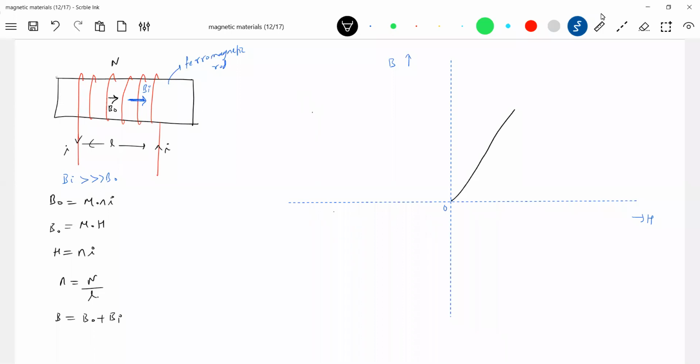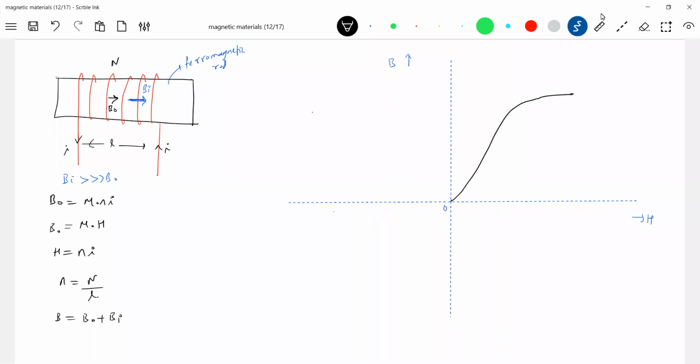So as I increase the current I, the B naught will increase. Then you go back to the domains. Usually in a ferromagnetic substance, the domains will be there. So the net magnetic field initially will be 0. As I increase the B naught, one of the domains will force the other domains to align their dipole moment in the direction of B naught. And as the net dipole moment increases, the Bi will increase. So this will increase here. And finally, what will happen? We will get a curve like this.